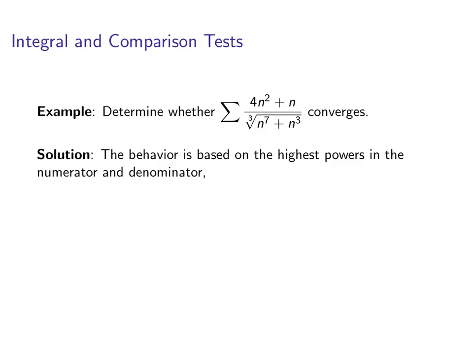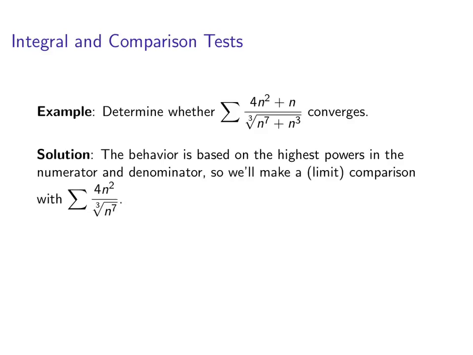Now, the behavior of this series is really based on the highest powers in both the numerator and the denominator. So we're going to make a comparison, really a limit comparison, with the series where the terms are 4n squared over the cube root of n to the 7th. I'm essentially looking at the highest order terms.